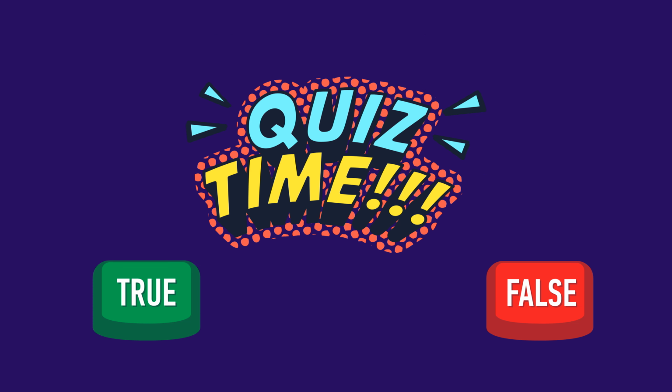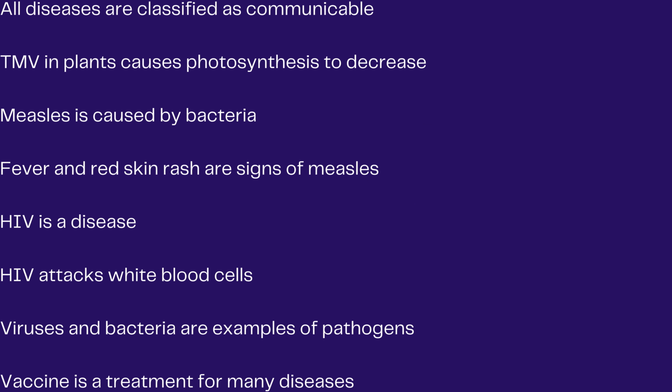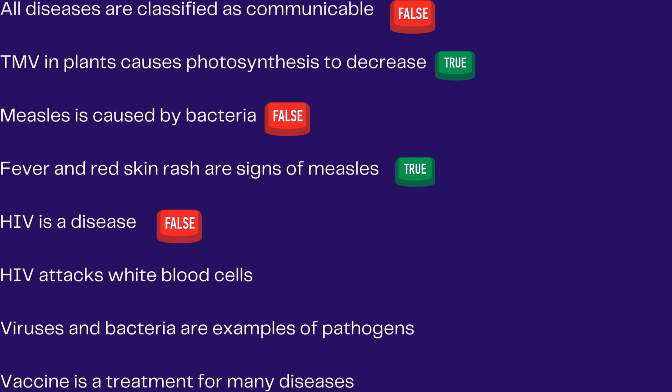Okay? Quiz time, and this time it is true or false. Very, very quickly. First one, all diseases are classified as communicable. True or false? False. TMV in plants causes photosynthesis to decrease. True. Measles is caused by bacteria. False. Fever and red rash are signs of measles. True. HIV is a disease. That's false. HIV is a virus.